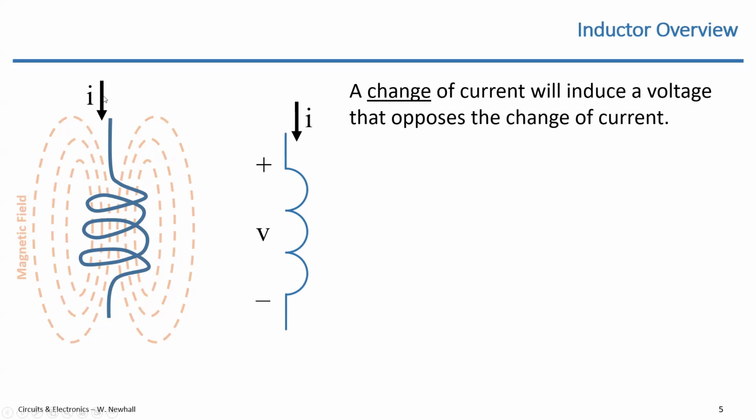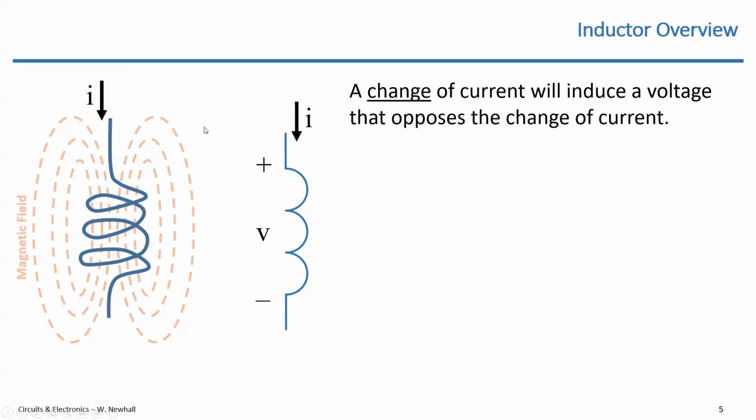So if I try to increase this current, the magnetic field changes, and if a coil has a changing magnetic field through it, you're going to get a voltage induced, and actually that voltage will oppose that change of current. So if I try to increase I, I'm going to get a voltage that opposes that change, or pushes back against that change. If I try to decrease I, I'm going to get a voltage that opposes that change, which means it's going to try to keep the current flowing. Okay.